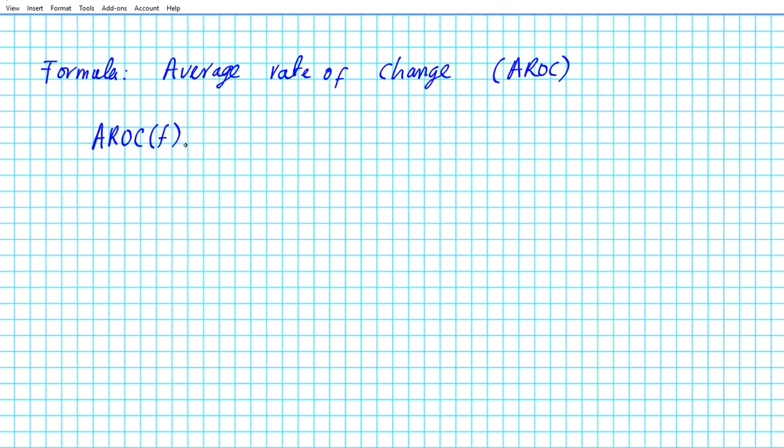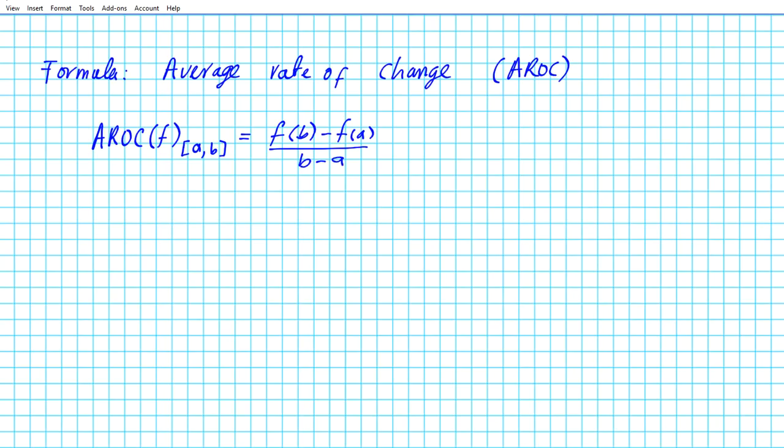Okay, so the formula for the average rate of change, we're going to call this AROC, okay? Average rate of change. The formula for calculating the average rate of change of some function f on an interval, let's say the interval is from a to b, is given by f of b minus f of a divided by b minus a.